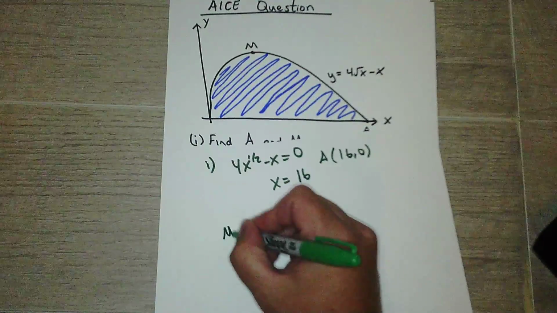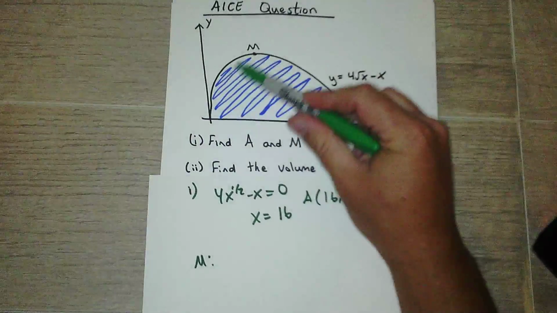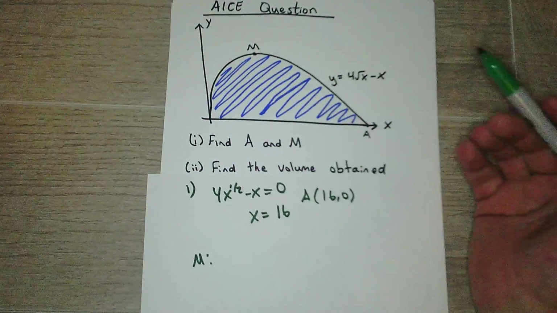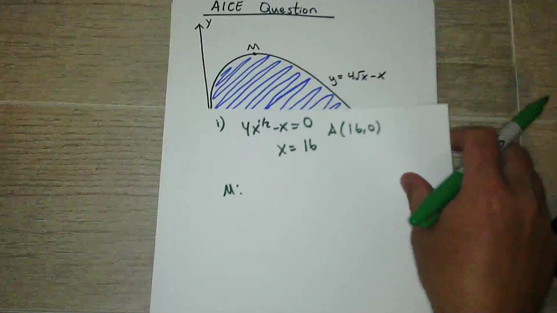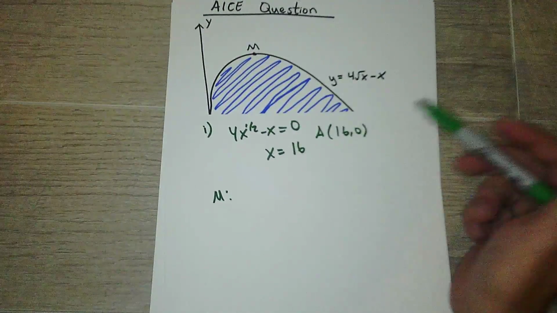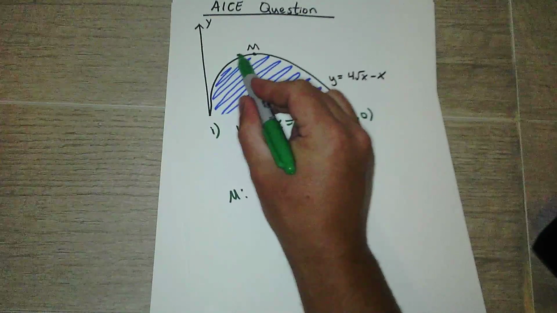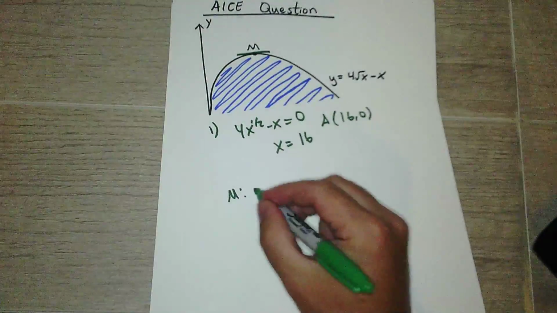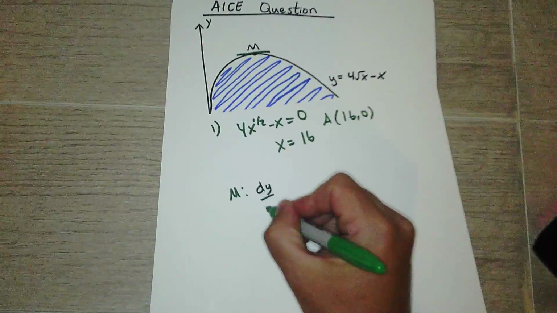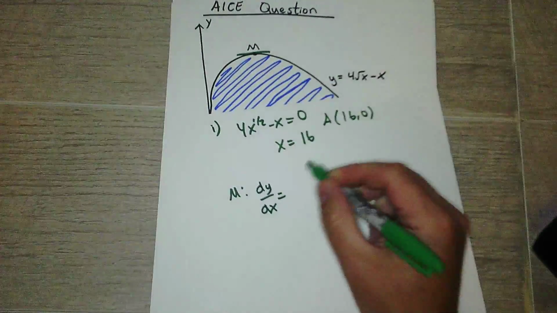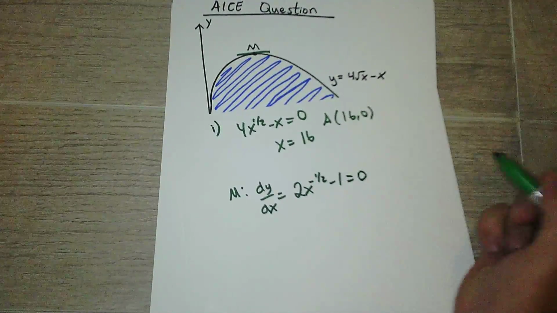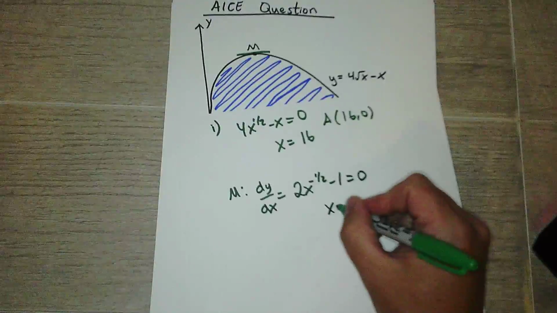That was for A. For M, okay, M is a maximum point on the curve. Maximum point or minimum point, those are both stationary points. So you find stationary points by taking the derivative and setting it equal to 0, because the slope there is 0. Okay, so let's take the derivative of that. So dy dx, we get 2x to the negative 1/2 minus 1, set that equal to 0. Alright, solve for x here.